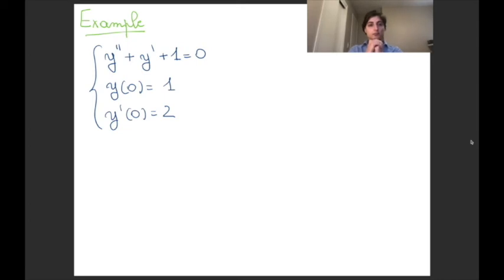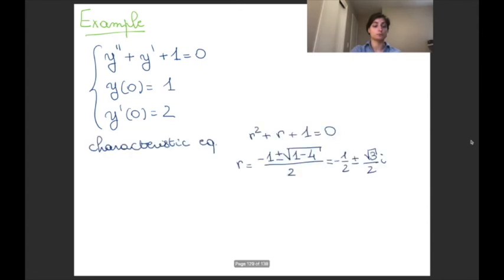Let's look at an example. y'' plus y' plus y equal to 0, with y(0) equal to 1 and y'(0) equal to 2. Then we build a characteristic equation. The characteristic equation becomes r squared plus r plus 1 equal to 0. Then we have the solutions that are r equal to minus 1 plus or minus square root of 1 minus 4, divided by 2. That is minus 1/2 plus or minus i times square root of 3 divided by 2.